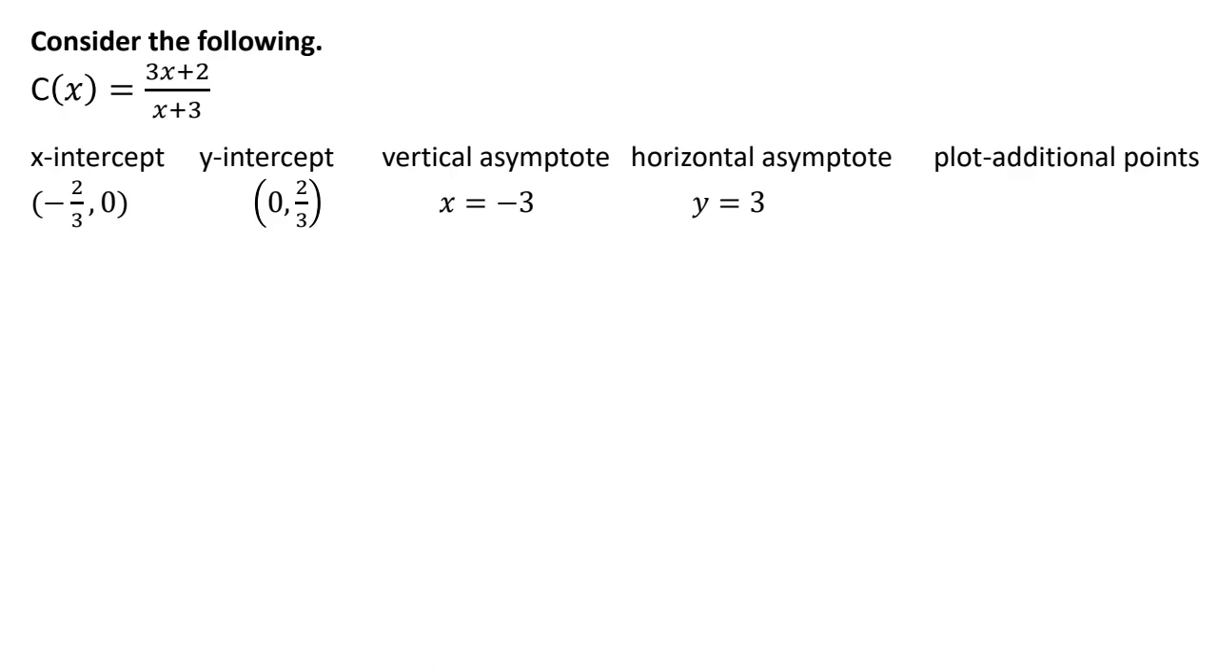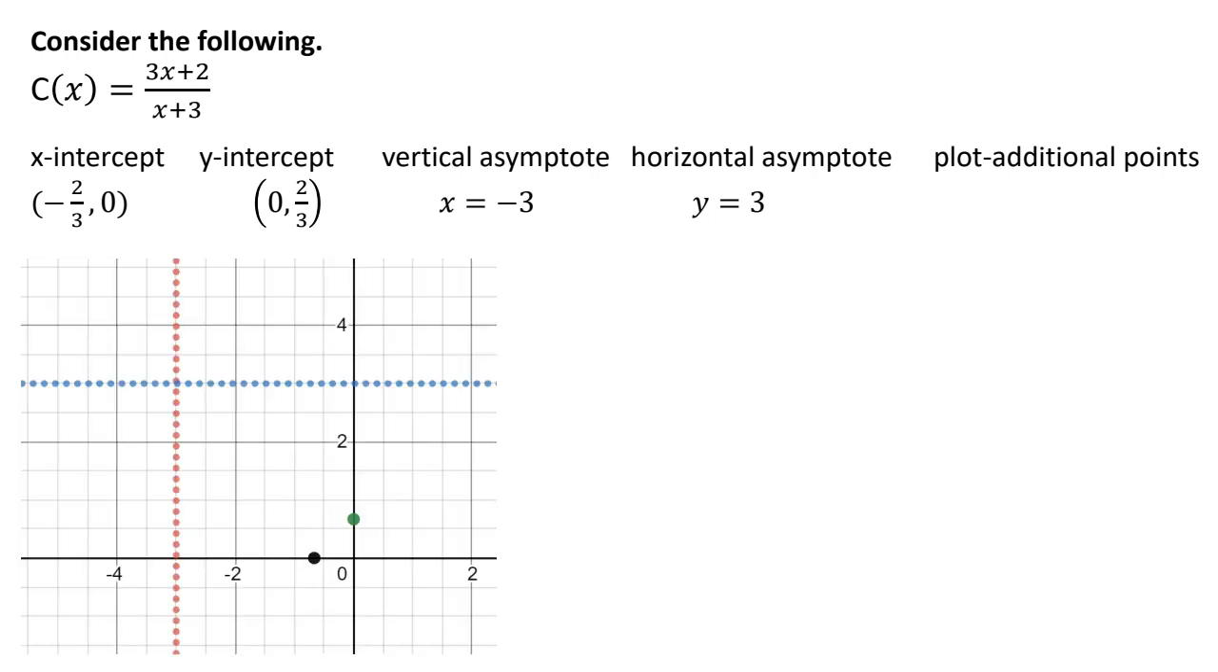So this is all the information that we have. And so if we plot that information, here's my vertical asymptote, my horizontal asymptote, my x-intercept, and my y-intercept. And for some of us, those 2 points might be enough to graph it, but to be sure, we can use additional points. So again, the suggestion is to do some on the right side and some on the left side.